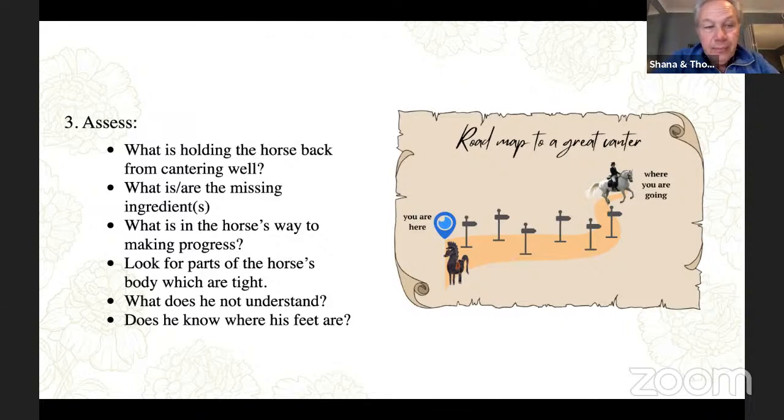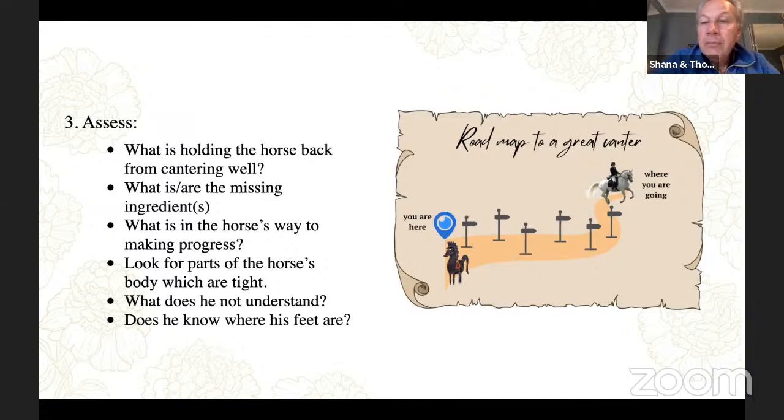Yeah, so then from there you can also think of, well, what is holding the horse back? What's preventing him from cantering well? What are the missing ingredients? It's like if you think of baking a cake, you have a whole bunch of ingredients that go into that cake, and you have to look at, well, what ingredients do I have? What ingredients do I need? And then if you're missing some ingredients, you have to go out and buy them, right?